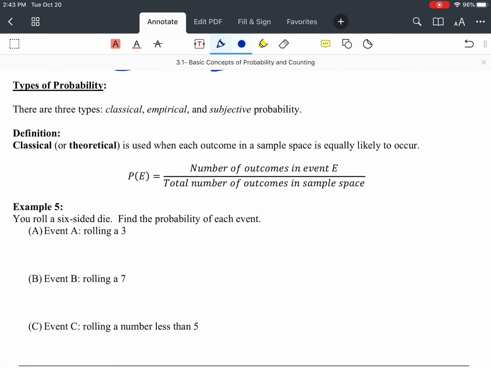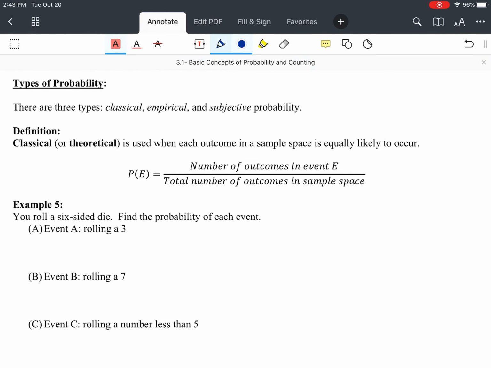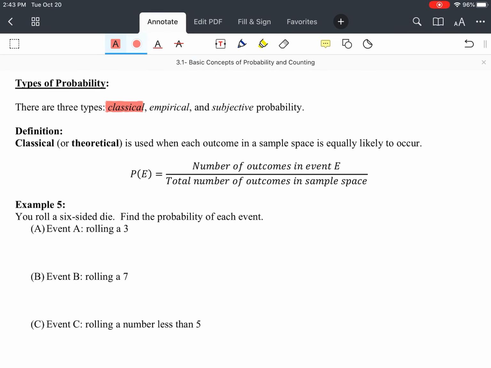Okay, so we have 3 different types of probability. We've talked just a little bit ago about classical. We've been dealing with empirical, and then finally subjective. So classical is kind of the classic, you roll a die and what's the probability of the outcome. Empirical is based on data, and subjective is based on opinion.